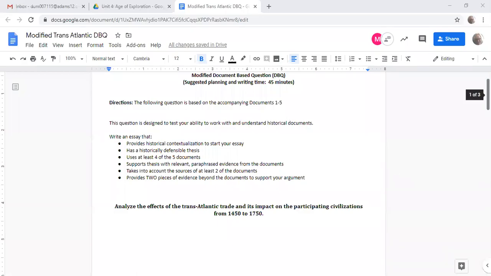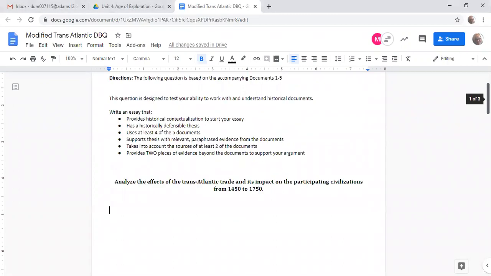This time, however, I'm going to use a modified DBQ from Unit 4, which is our Age of Exploration unit. So I'm going to go ahead and share my screen right now. And so this would be the DBQ that I would be writing. Again, 45 minutes, documents 1 through 5. And the prompt here is: analyze the effects of the transatlantic trade and its impact on the participating civilizations.